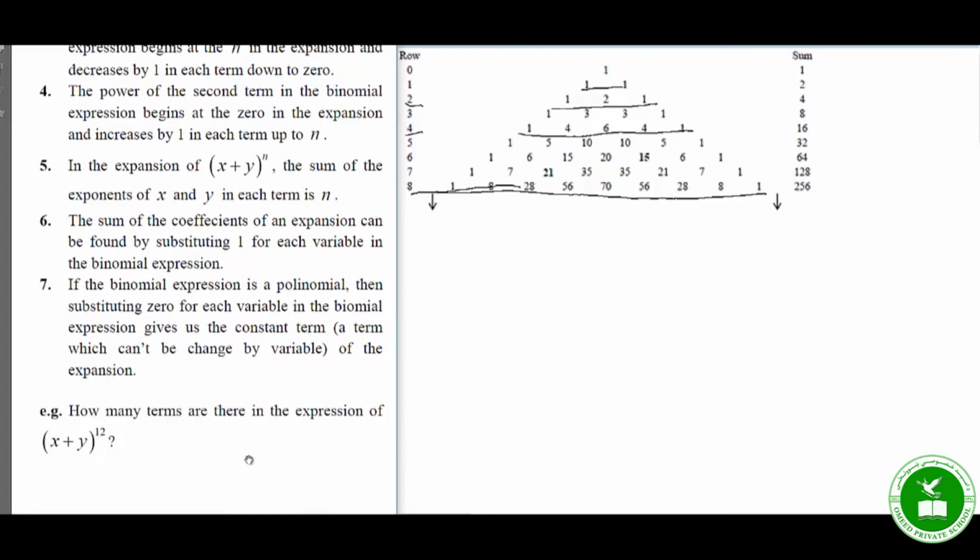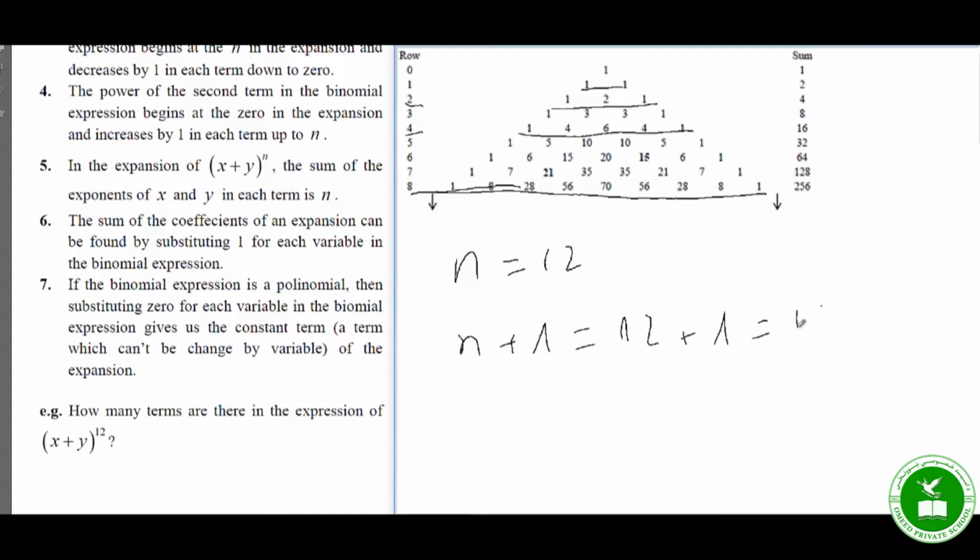There is an example. The example asks how many terms are there in the expansion of (x + y) to the power of 12. As you see here, n is equal to 12. So if n is equal to 12, how many terms in the expansion will we have? We will have n plus 1. So 12 plus 1, or 13, will be the total number of terms for this binomial expansion.